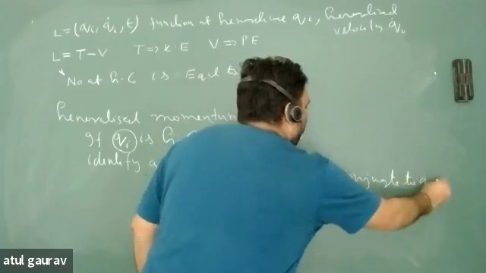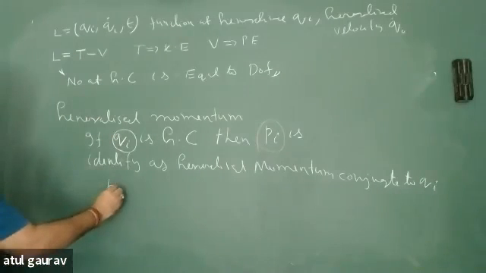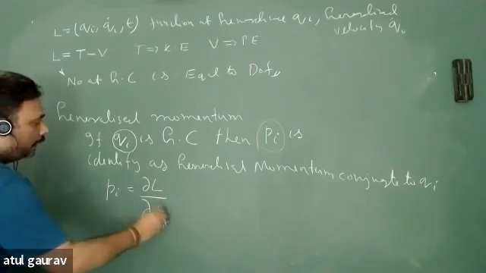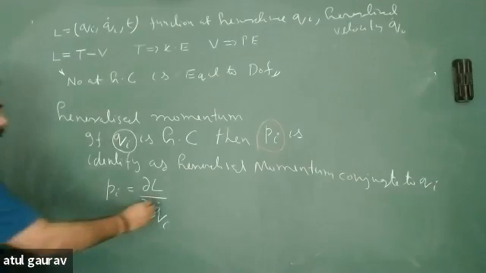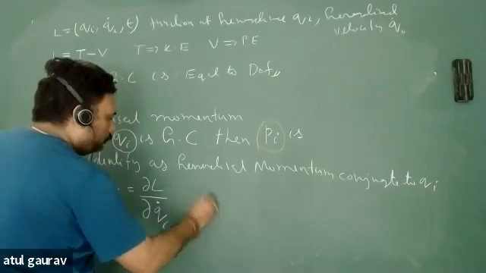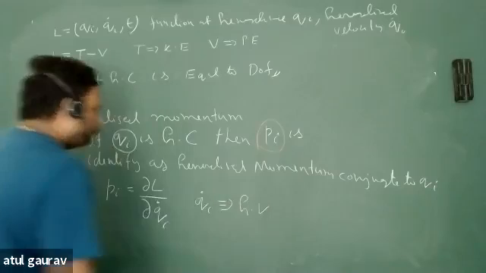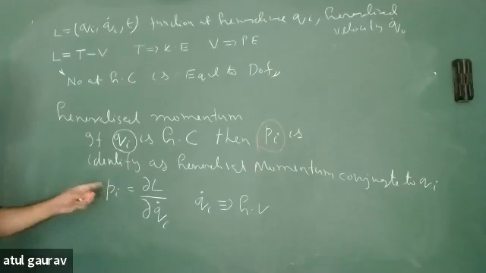Conjugate to qi. And what will be pi? The pi is defined as del L upon del qi dot. What is qi dot? It is nothing but the generalized velocity. Generalized momentum can be defined as pi equals del L upon del qi dot.